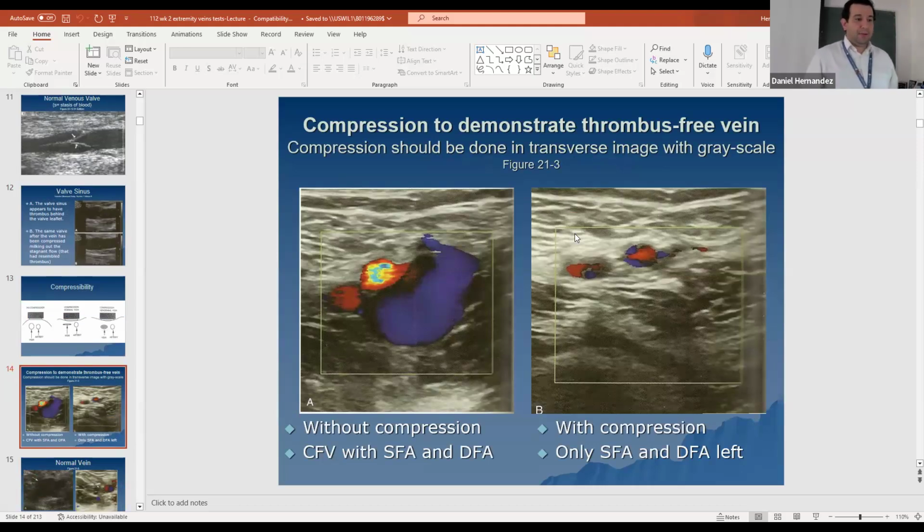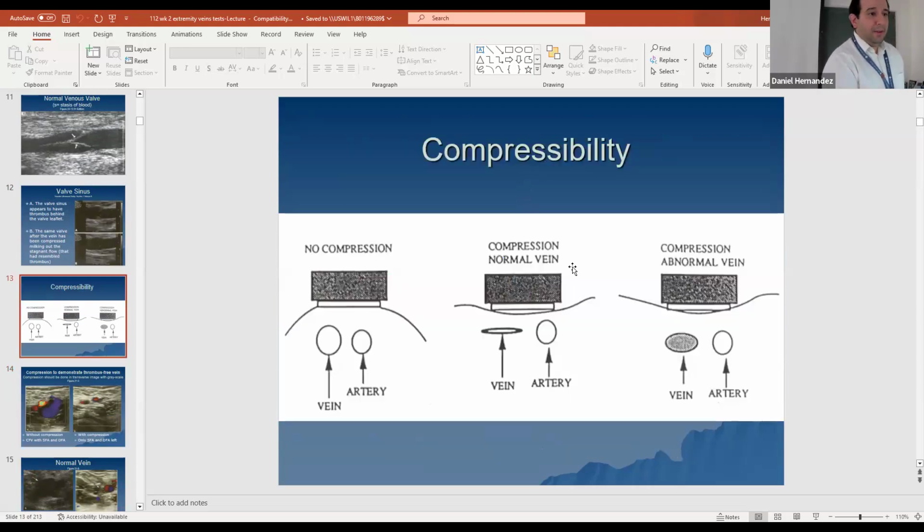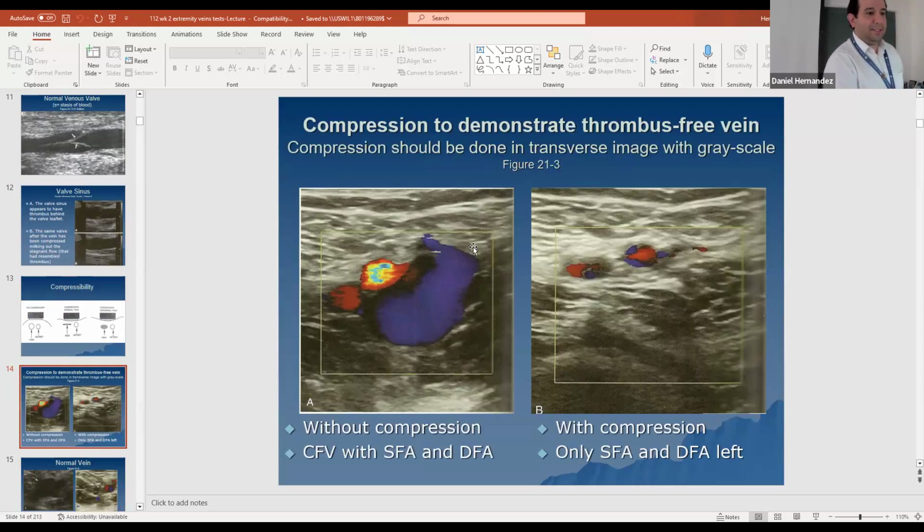So this is now the level of the common femoral vein, at the saphenofemoral junction. So this is the great saphenous connecting into your common femoral. In this case, we see SFA, DFA, so the common femoral artery has already bifurcated at this point. And then when we push down, that vein compresses completely down and we're left with just the arteries there.